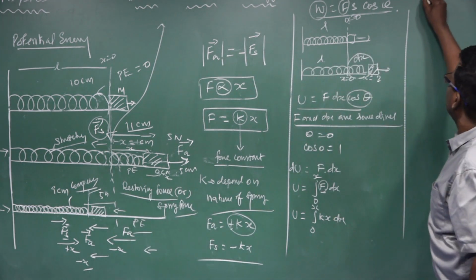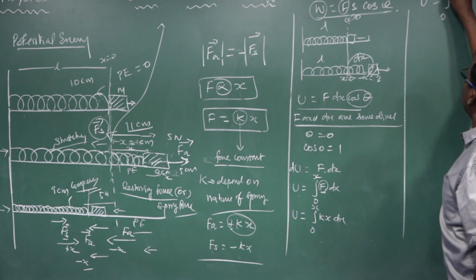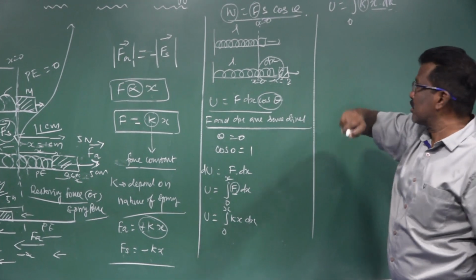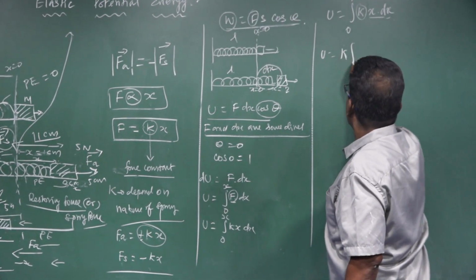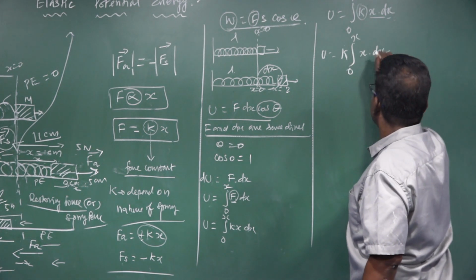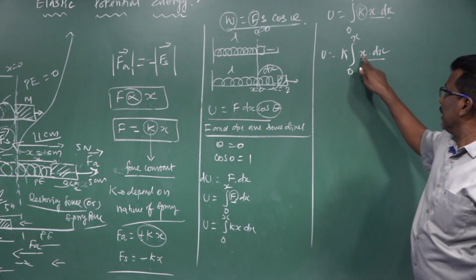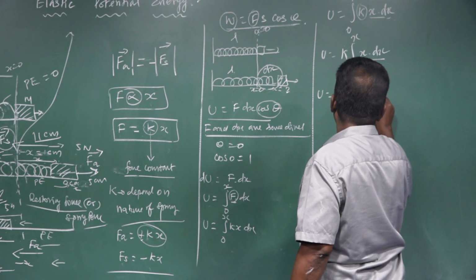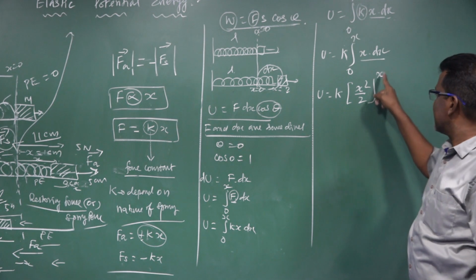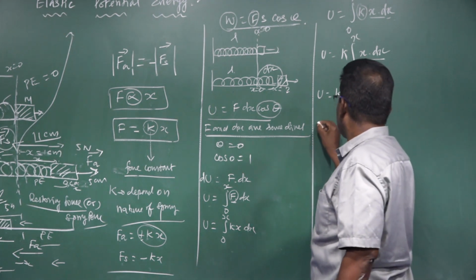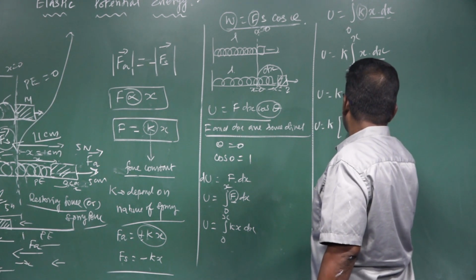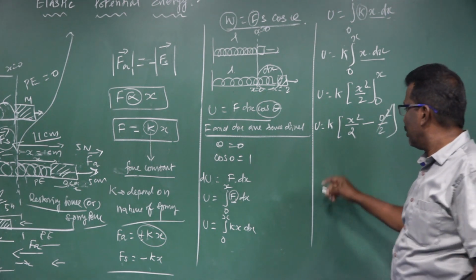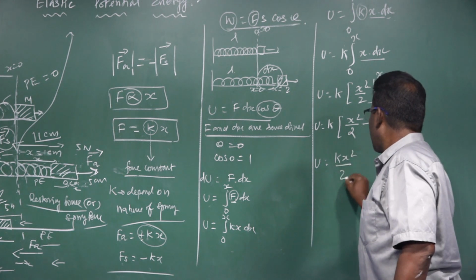Now rearrange. U is equal to the integral with lower limit 0 and upper limit x of kx into dx. K is a constant, so take it outside. U is equal to k times the integral from 0 to x of x into dx. Mathematically, this can be written as U is equal to k times x square by 2, from 0 to x. Substitute first the upper limit, then the lower limit. U is equal to k times x square by 2 minus 0 square by 2. This part becomes 0. So U is equal to k x square by 2.